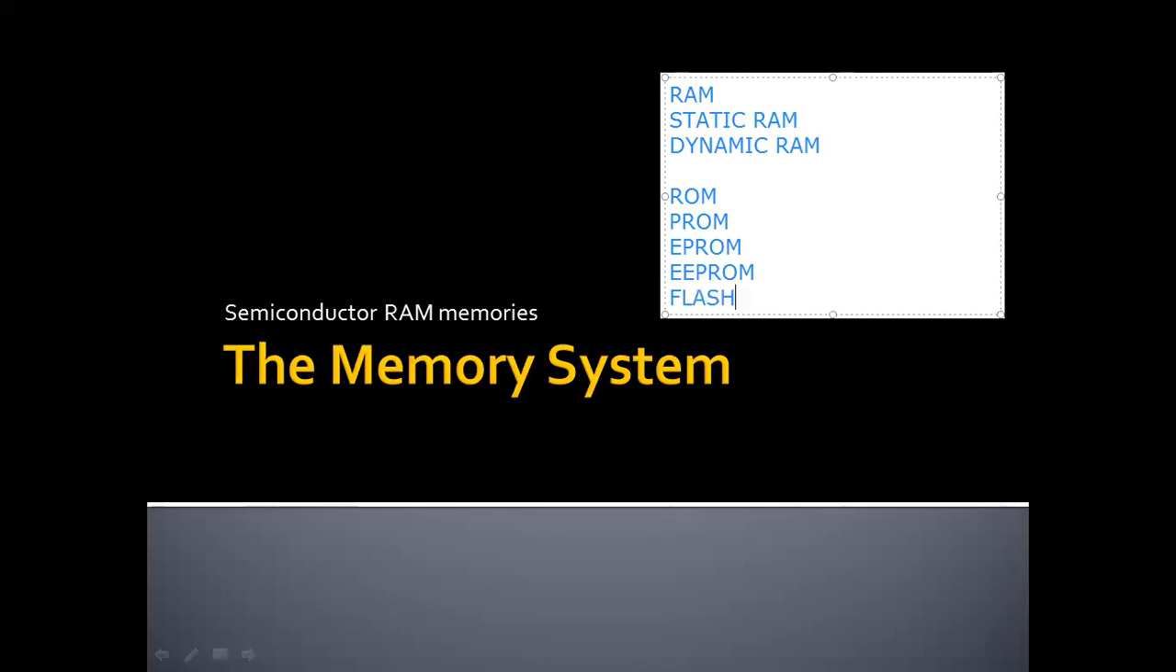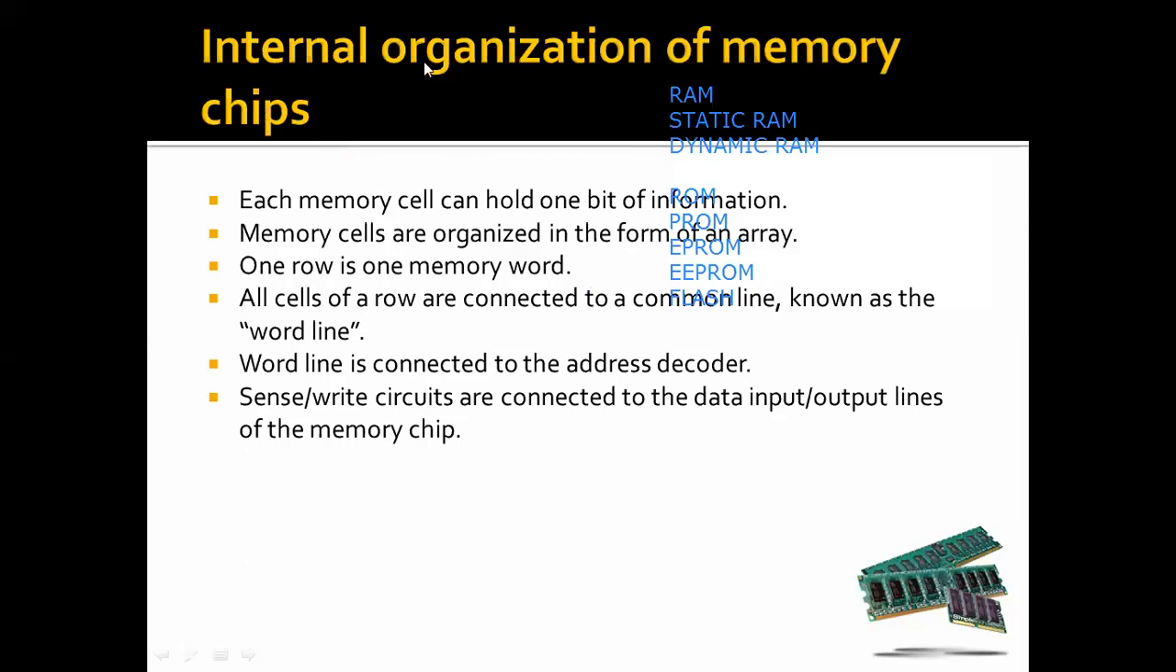Now we discuss one by one. These are called semiconductor memories. In this, the first one is RAM, random access memory. Here each memory cell can hold 1 bit of information.